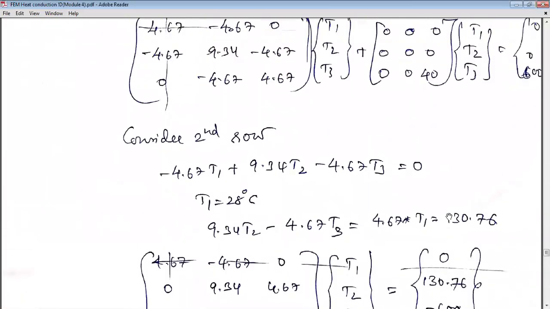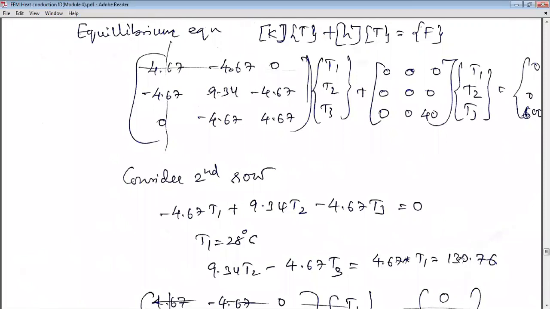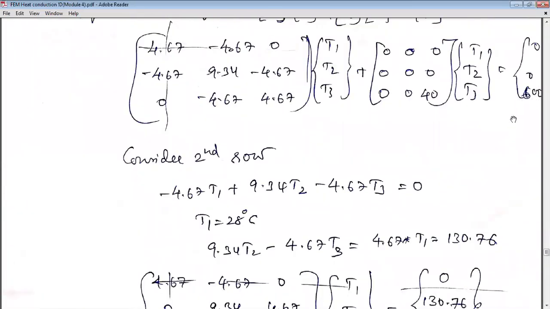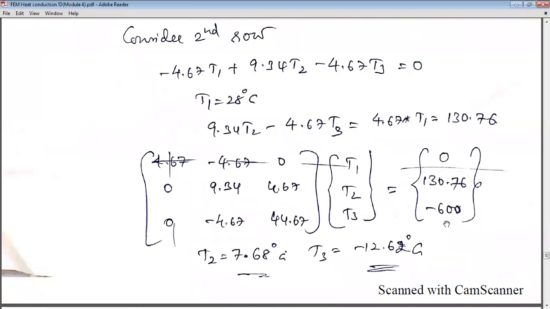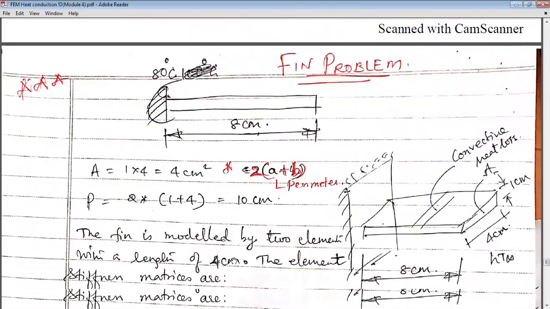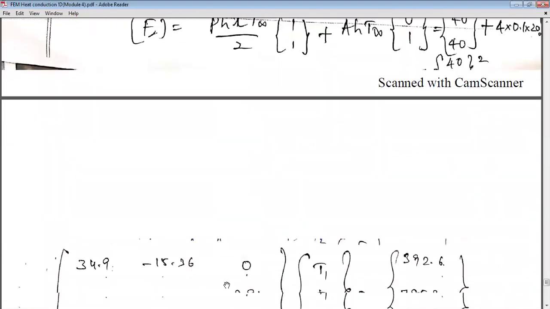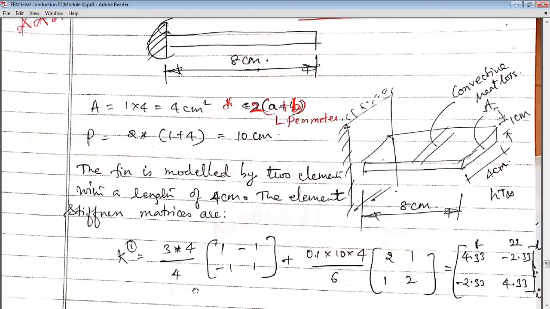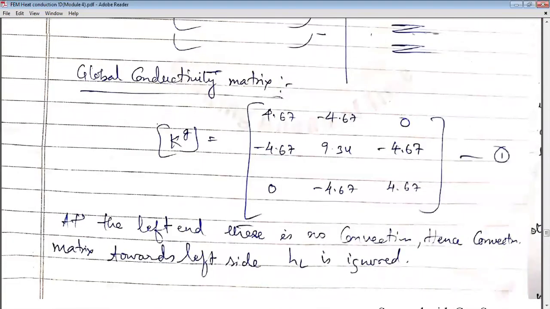T2, T3. So this one I'll write down as the second equation. RHS was 0 in the previous. The contribution of the T1 will make 130.76. Of course, T3 will be minus 600. So now it is correct here. I have written it correctly, minus 600. And then use the calculator and solve for this equation. Get T2 and T3. There is a spin problem here, which I will explain in the next session. Thank you. If you have any doubts, you can discuss later.